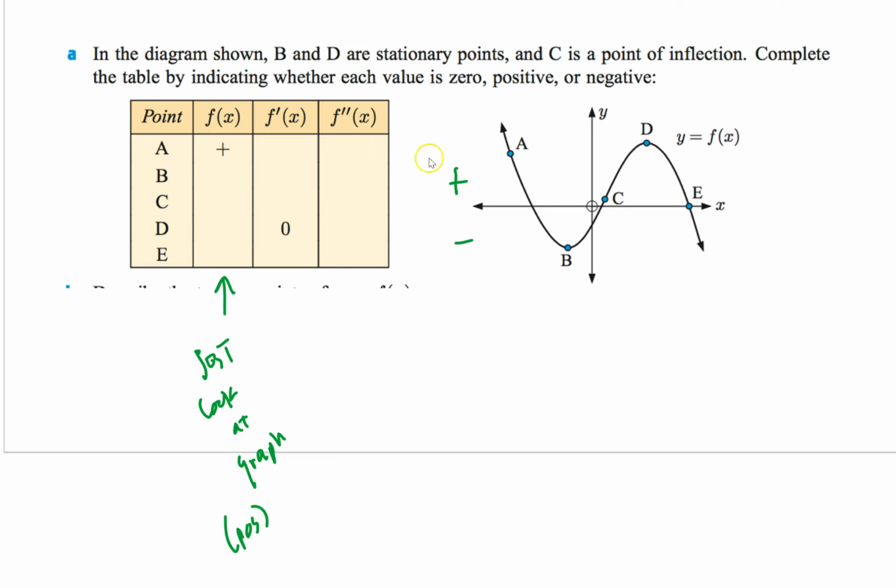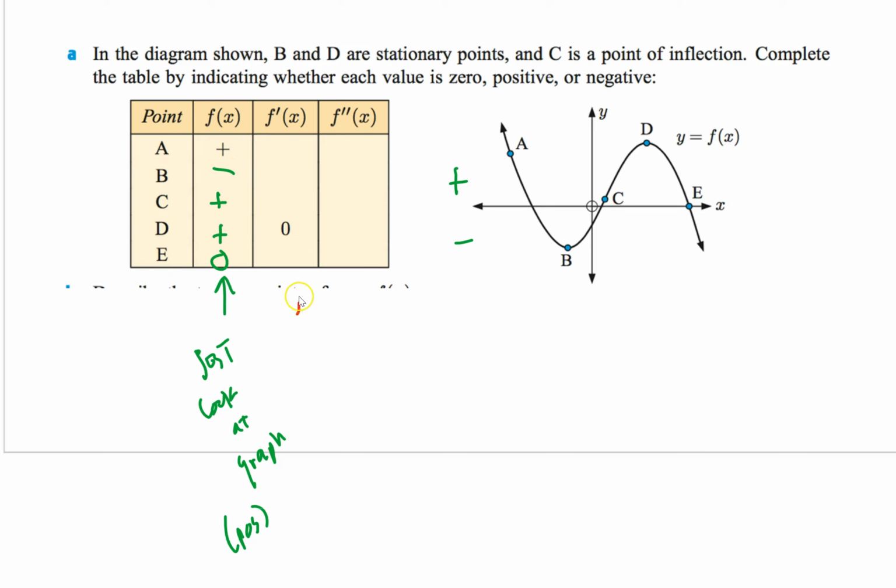So A, above the graph, positive. Let's look at B. B is below the graph, so negative. C, it's a little bit above the graph, so positive, above the x-axis, sorry. D is up here, right? Again, still above the x-axis, so it's positive. E is right on the line, so 0. Right? If you know what that means, it's not that bad. You just go, oh, is it above or below the line? Same idea for f prime, right?